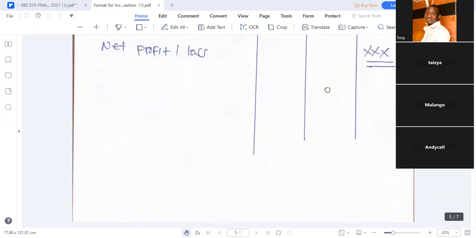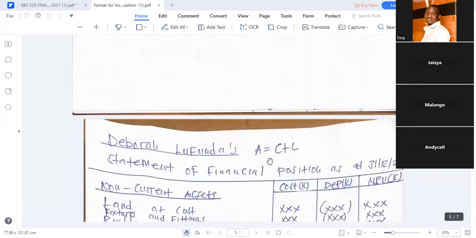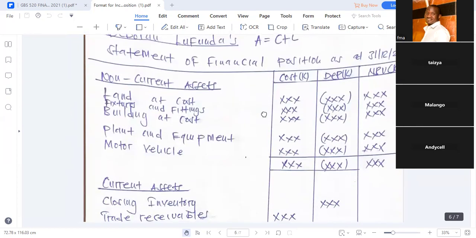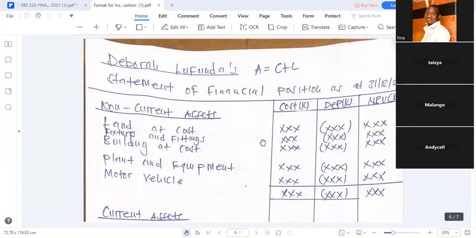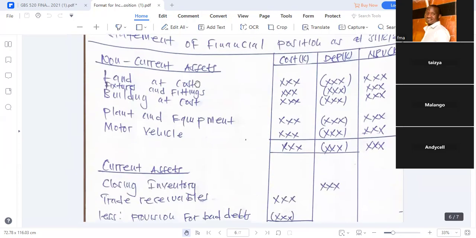Okay. So let's go to the format of our balance sheet. A balance sheet should follow this format. Assets is equal to capital plus liability. This should always go through. So our non-current assets, we should calculate them based on the net book value. So we have the costs, the depreciation, and the net book value.